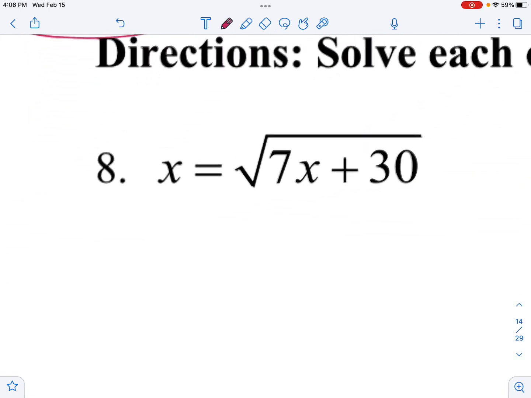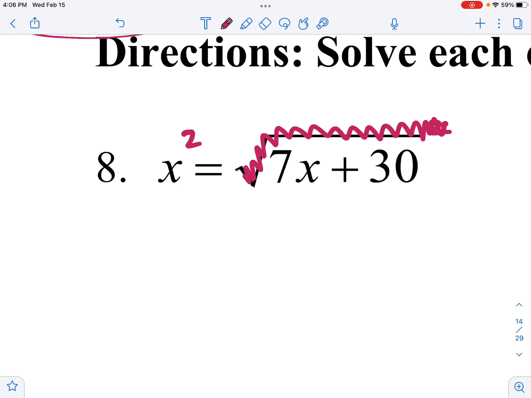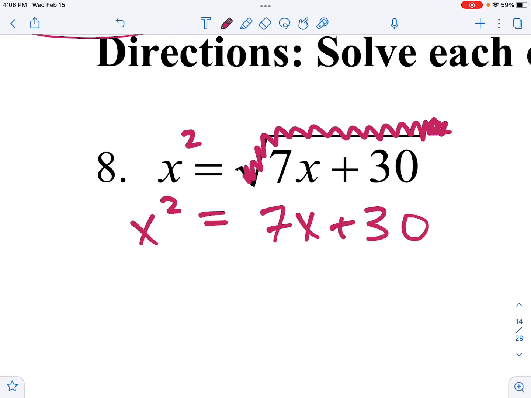All right, fam. In order to get rid of this giant, ugly square root, which is really freaky, remember how to get rid of it? Square both sides. When you square a square root, it makes it go away. So over here I have 7x plus 30. And over here it's x squared now.